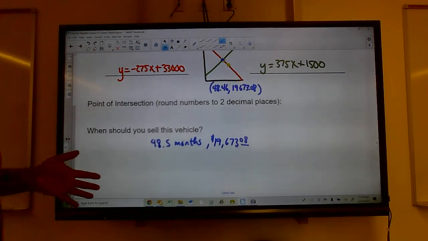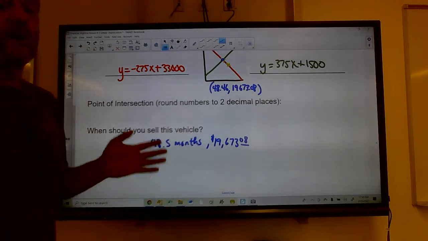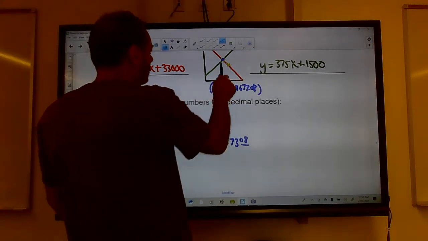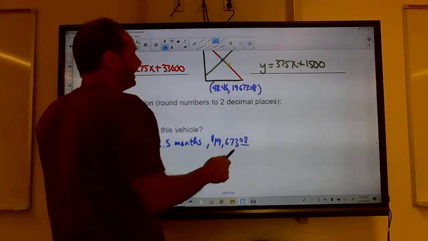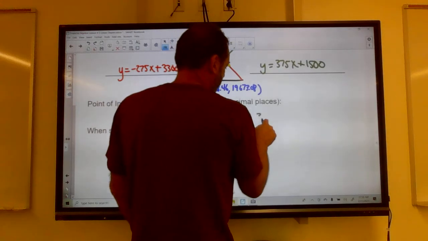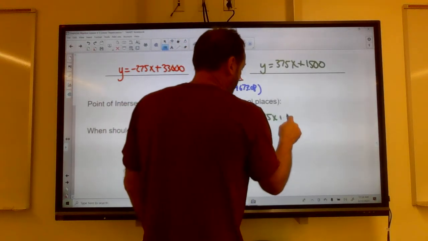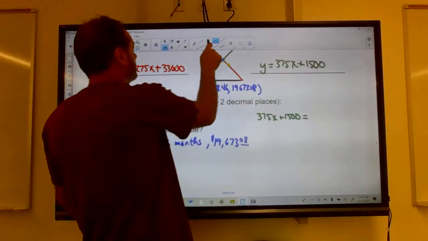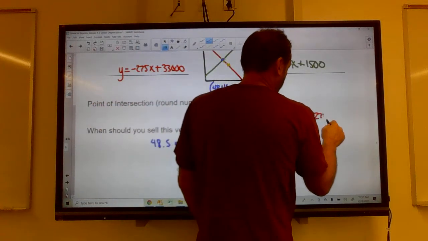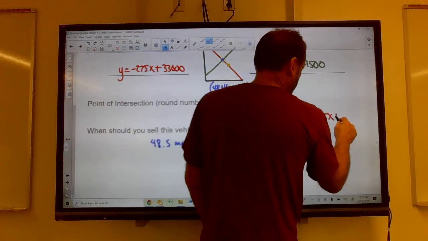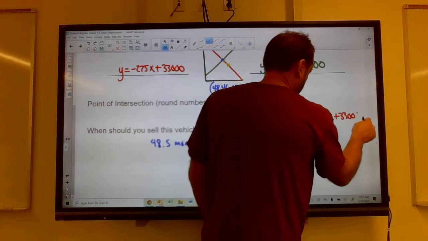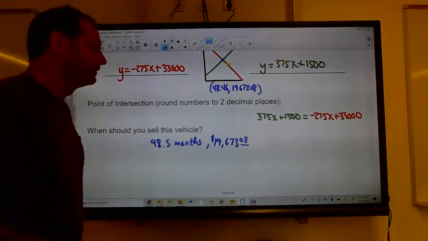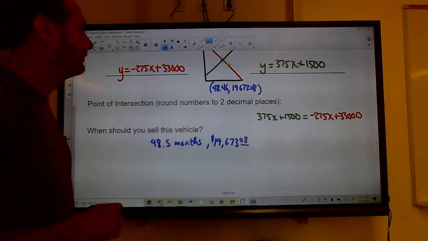Now, if I don't have a graphing calculator, can I still do this problem? Yep, I can. So how do I do that? Here's what I do. I'm going to take this equation, 375x plus 1,500, and I'm going to set it equal to that equation, negative 275x plus 33,000. So I want to know, when are those two things equal? When is the green line and the red line equal? And now I just got to do some algebra.